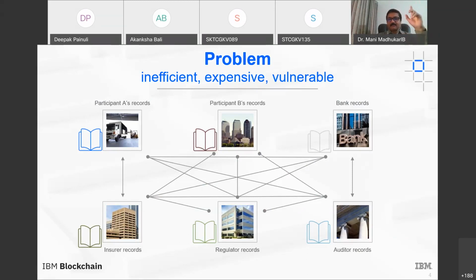So I give this example all the time, and I'll give it again, right? Why do we need blockchains for that matter? Or what value is blockchain adding? So let's say participant A is a fruit vendor, okay? Participant B is a food supplier, just for the sake of understanding. And then we have all these: bank, insurer, regulator, auditor. Let them be there for the sake of it.